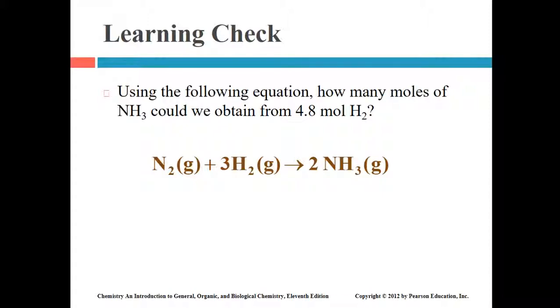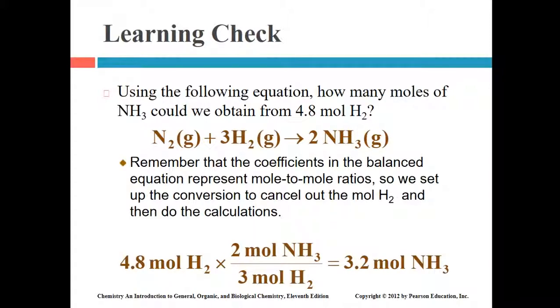Let's do one more. Using the following equation, how many moles of ammonia could we obtain from 4.8 moles of H2? Press pause, see if you can do this. Now remember that the coefficients in the balanced equation represent mole-to-mole ratios, so we set up the conversion to cancel out the moles of H2. Why? Because that's what's given.